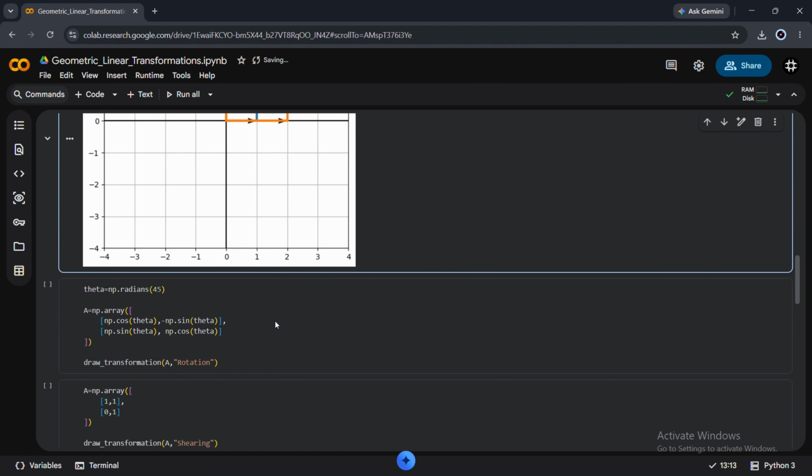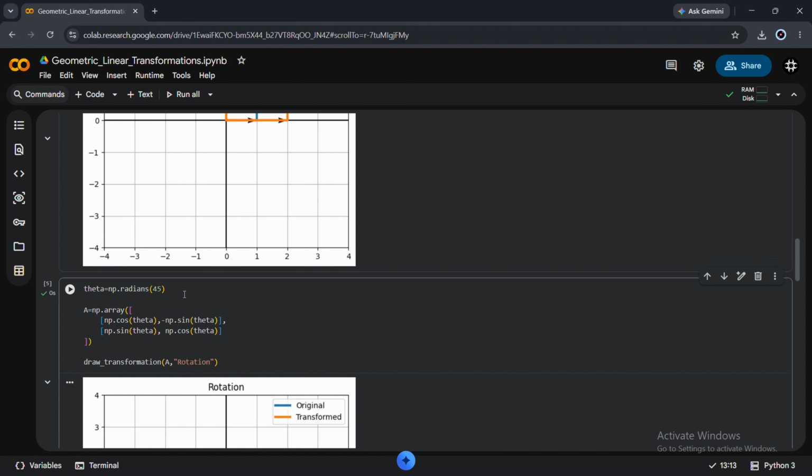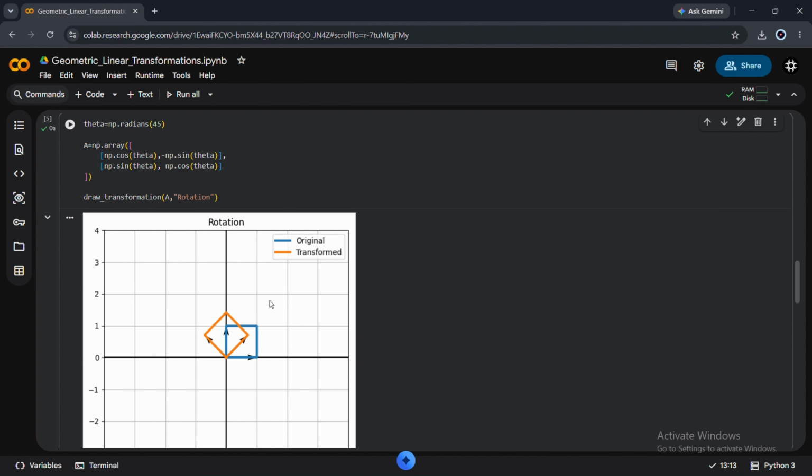Now second comes rotation. Rotation changes only the direction of vectors. Their lengths stay exactly the same. Every point rotates around the origin by the same angle. That's why rotation preserves distances and angles.